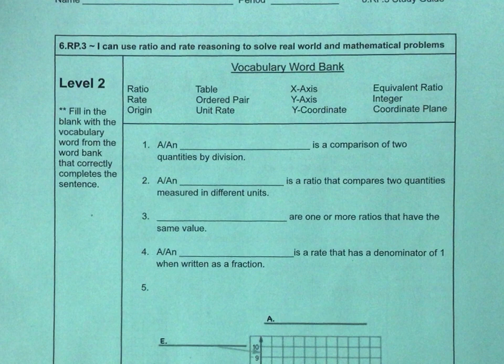Number 1, a blank is a comparison of two quantities by division. That is a ratio. Number 2, a blank is a ratio that compares two quantities measured in different units. That is a rate. Okay.